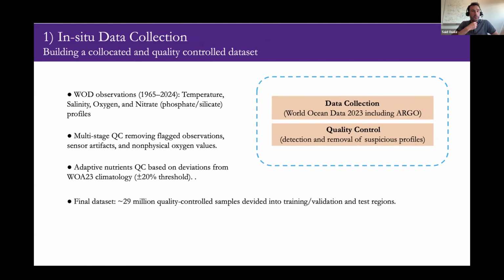So regarding the first step, regarding the in-situ data collection, this is, as I said, quite standard. So what we did is that we simply downloaded all the available data in World Ocean Database from 1965 to 2024. And the variables that we were interested in are basically temperature, salinity, oxygen, and nitrate, and also phosphate and silicate observations. The second step was to design what we call here a multi-stage quality control procedure so that we remove all the bad or outlier profiles.